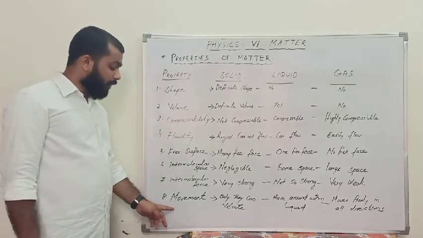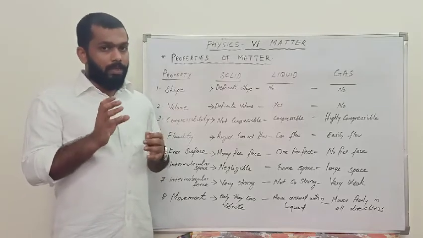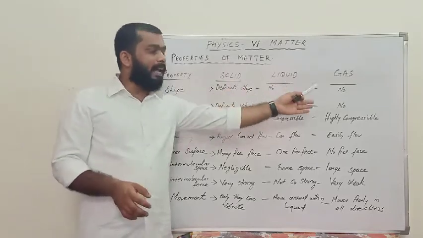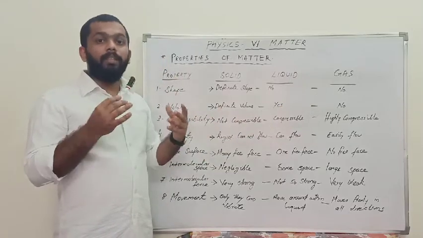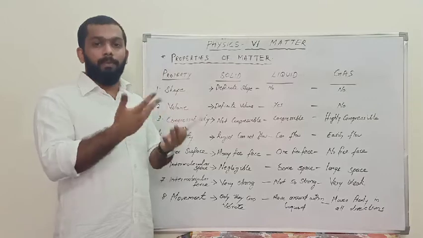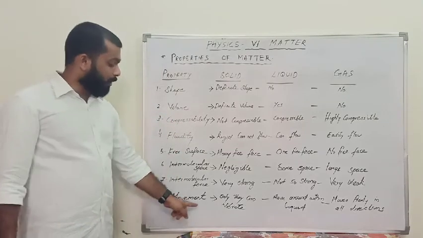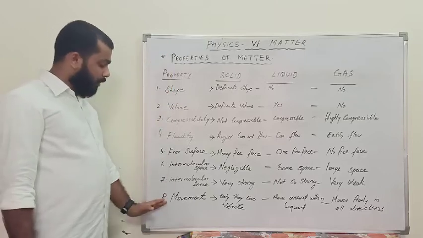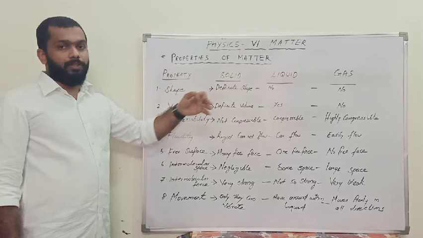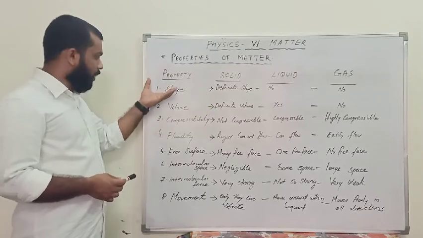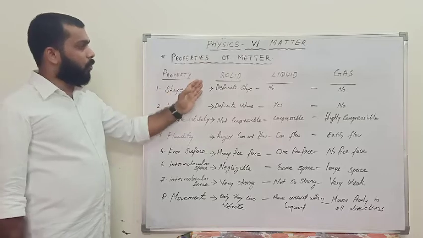Then the last one is movement. That means whether it is solid, liquid or gas, the molecules are arranged in a proper order. Whether these molecules can move from their position or are not able to move from their position, that is called movement. These are the 8 properties of matter we are going to discuss. I hope you understood the meaning of these 8 properties. Now let's go to solid, liquid and gas.